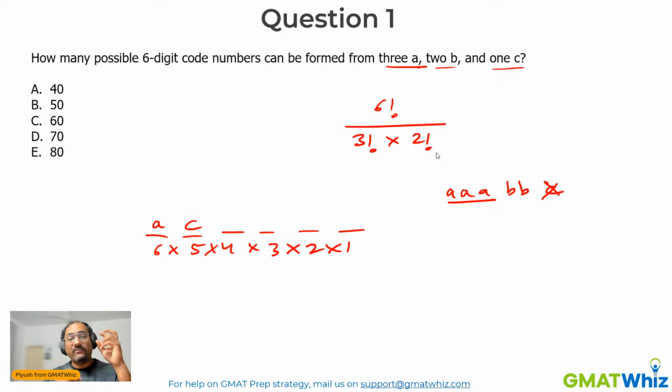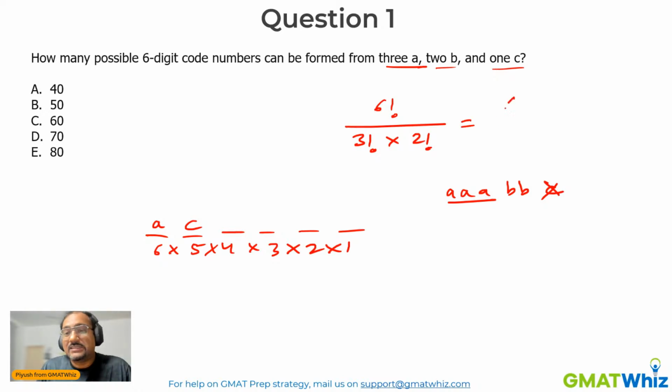Because whenever you have something similar repeating, you need to divide by the arrangements between them, because in the total arrangements, that arrangement is also being considered. It's like when you are writing 6 factorial, you're assuming that those three A's are unique, like A1, A2, A3. But since they are the same, you have to divide by 3 factorial and 2 factorial.